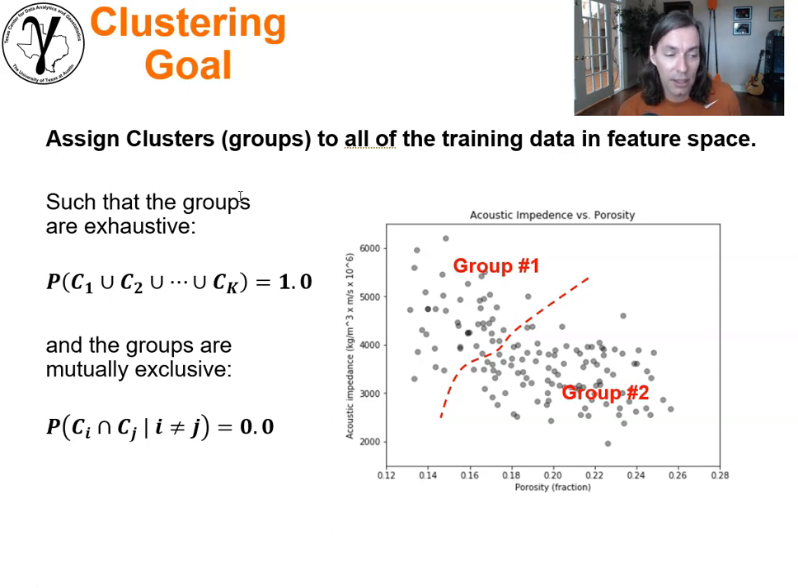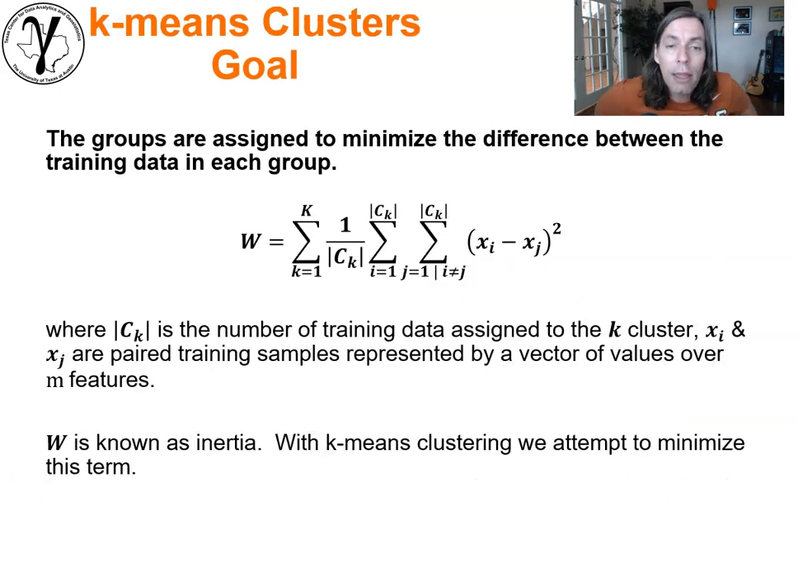The groups are mutually exclusive. That is the probability of being a member of more than one cluster, the intersection of any cluster for which the index for the clusters are not equal to each other is equal to 0. Exhaustive, mutually exclusive, categories assigned to the data. Now, mathematically speaking, what are we actually trying to do? We're trying to assign those groups to minimize the difference between the training data in each group. In fact, we can write it out like this. W is known as inertia. And if you look at this equation, it's not too complicated.